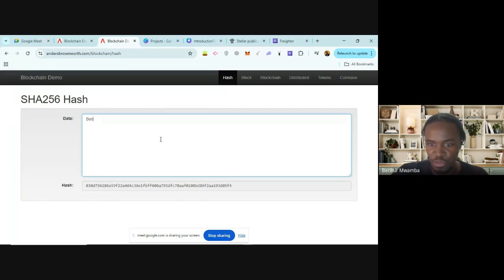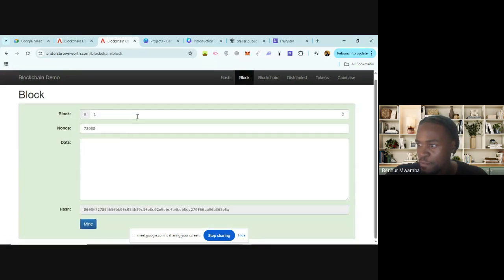Now let's move forward. Here we're going to understand what a block is. There's just one major difference. Instead of one big block of data, now it's split into three. We have data, we have nonce, and then we have block. So all the information that you get from these three fields creates the hash.